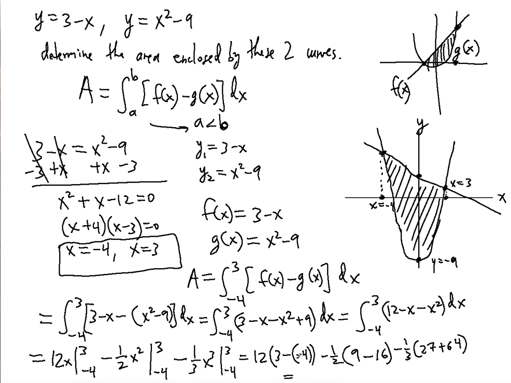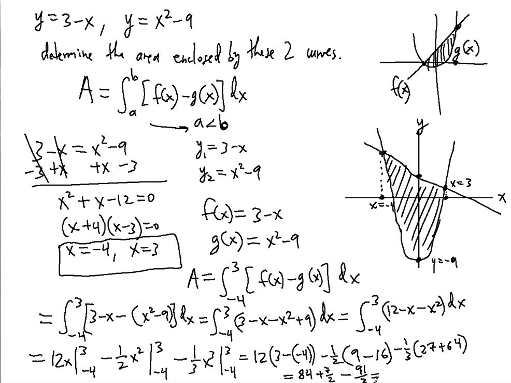So 3 minus negative 4 is 3 plus 4. That's 7. 7 times 12 is going to be 84, I believe. Okay, 9 minus 16 is negative 7 times negative 1/2 is plus 7 over 2. And then minus 27 plus 64, that's going to be 94 minus 3, 91. 91 divided by 3, I'm going to use a calculator. Well, you can't do it exactly. So minus 91 over 3.